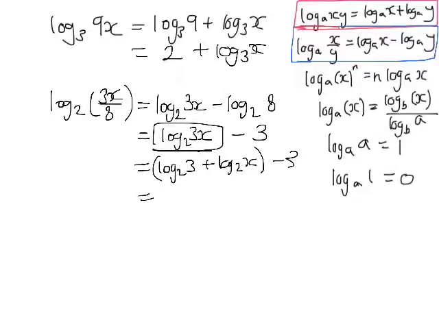Now log to the base 2 of 3 is not going to be a nice number. If we put that into our calculator, log to the base 2 of 3 gives us about 1.58496, and take away 3, we get log to the base 2 of x minus 1.42 to 3 significant figures, sorry.